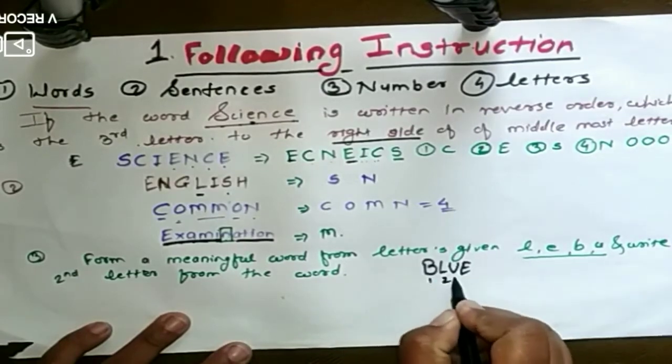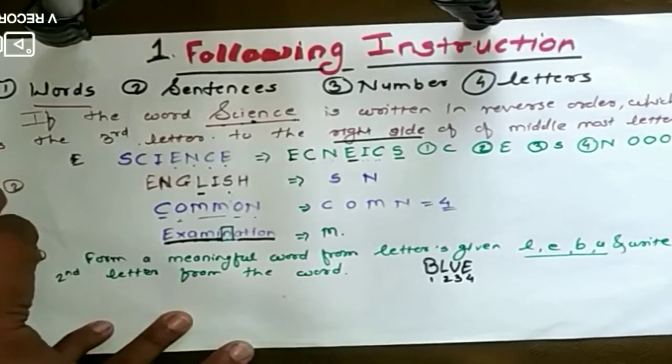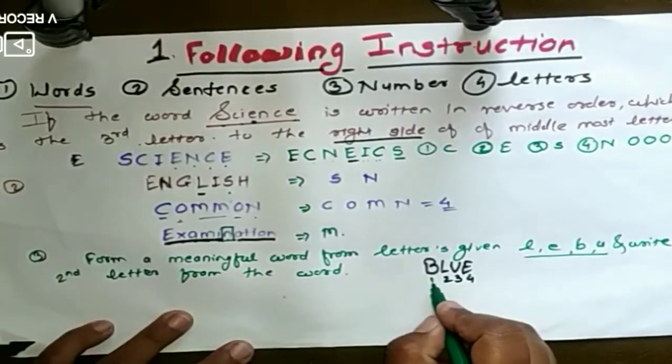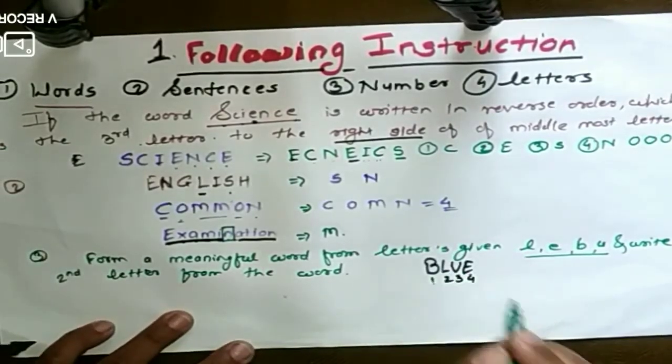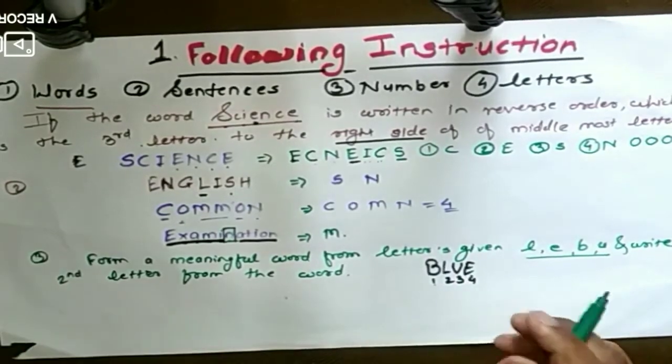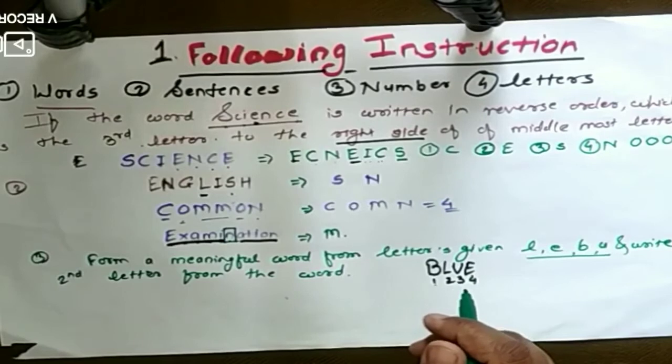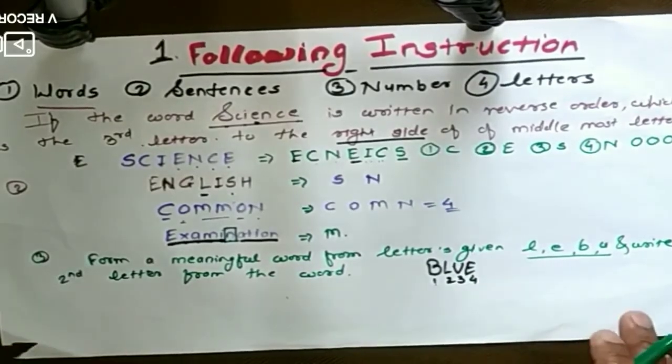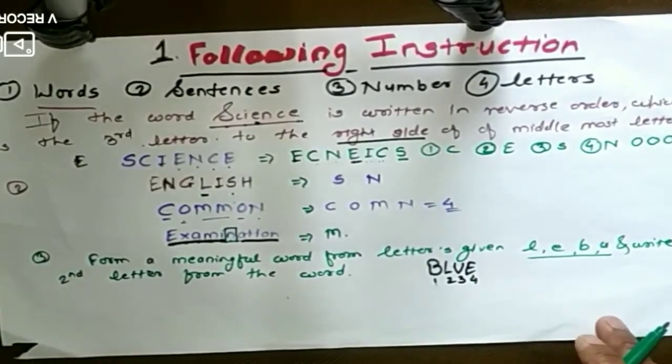First letter, second letter, third letter, fourth letter. Whatever they ask you, if they ask for the first letter, B is there, the second letter is L, the third letter is U, the fourth letter is E. In this way we have to write the positions of the letters inside the question.